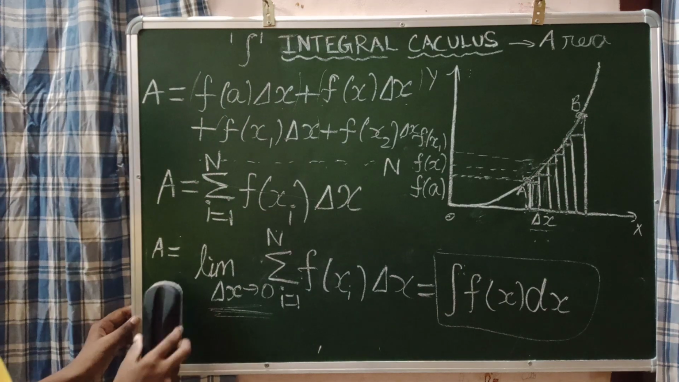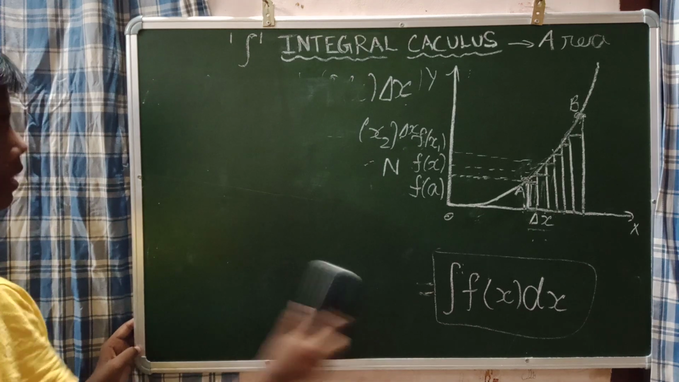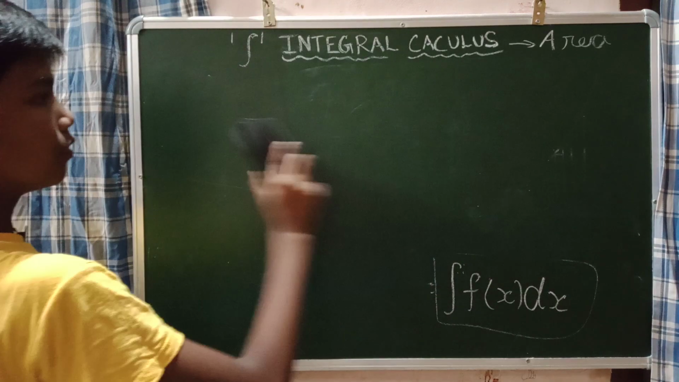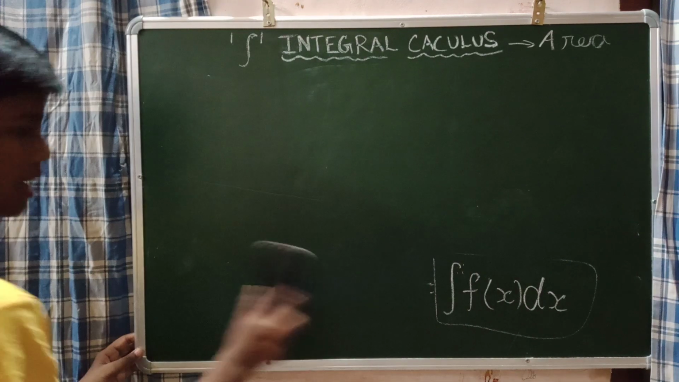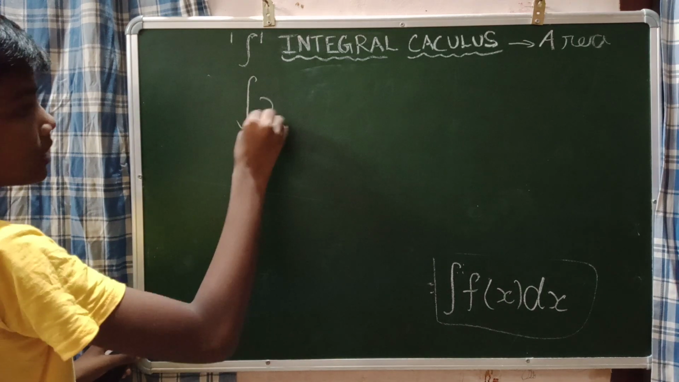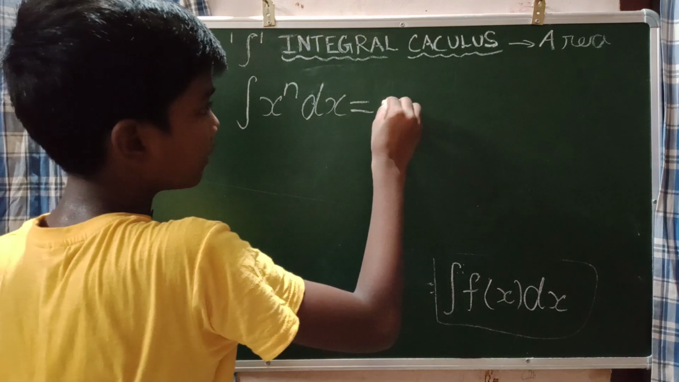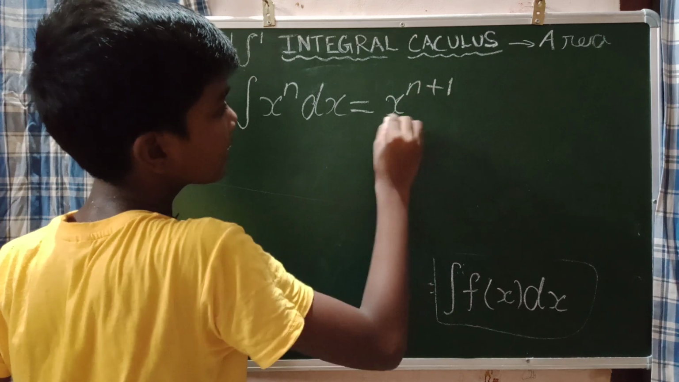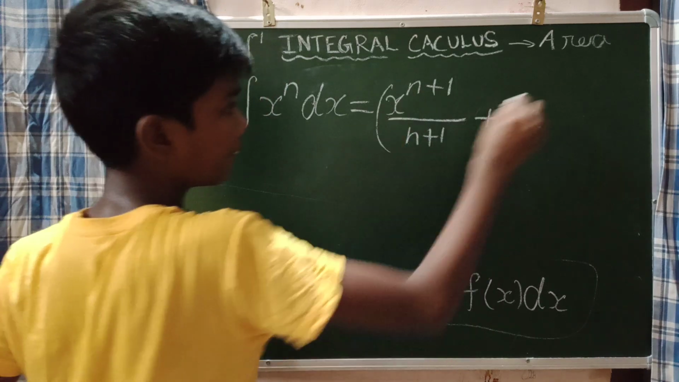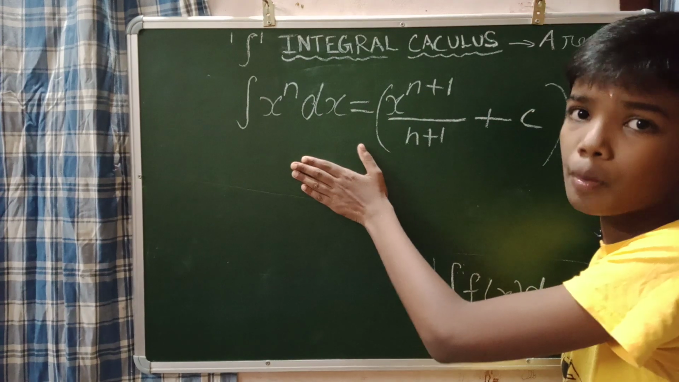Now I will rub this. Now I will tell some of the formulas. One minute, I am going to rub everything because I am going to tell the formulas now. What are the formulas we have? The most important formula is integration of x to the power of n dx is equal to x to the power of n plus 1 divided by n plus 1 plus a constant c. This is a very, very important formula because in applications of derivatives we will solve most problems with this.